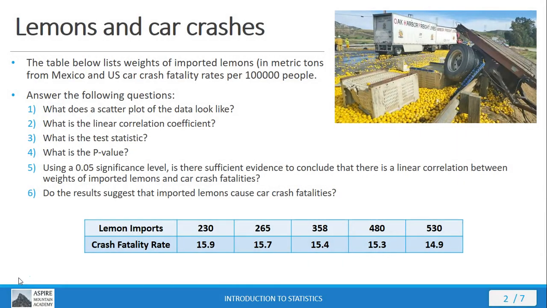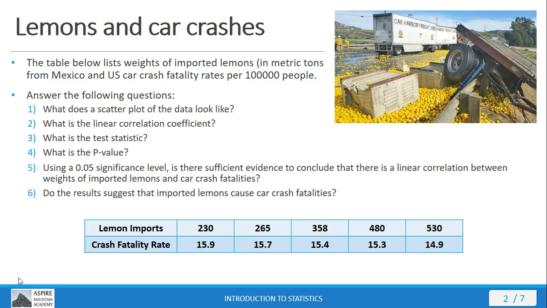So here we have an example problem involving lemons and car crashes. We have the data set that you see here, and this data set is actually found in our StatCrunch group. So if you want to follow along in StatCrunch, feel free, go to StatCrunch and dump this data from our group there into StatCrunch and follow along as we look at the answers to these questions.